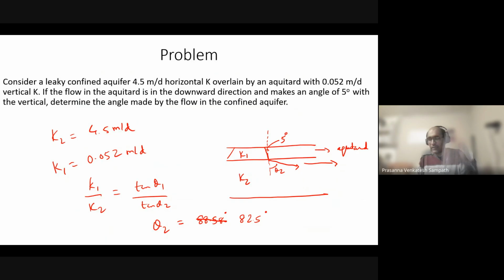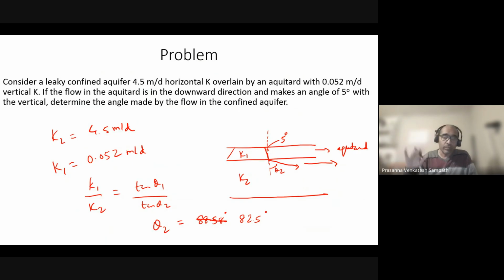So it's a simple case of just writing out that equation: K1 by K2 equal to tan theta 1 by tan theta 2. K1 and K2 are given. K1 is 0.052 and K2 is 4.5 meters per day. And the angle made in the aquitard is 5 degrees, which is as close to a 90-degree angle with respect to the horizontal, right? So you just solve this equation, you get theta 2 equal to 82.5 degrees, which means it is almost wanting to flow in a horizontal direction.